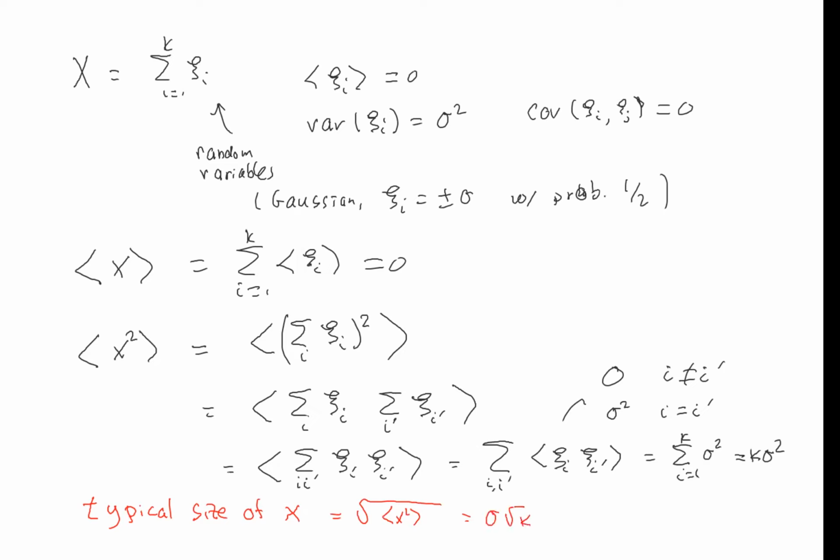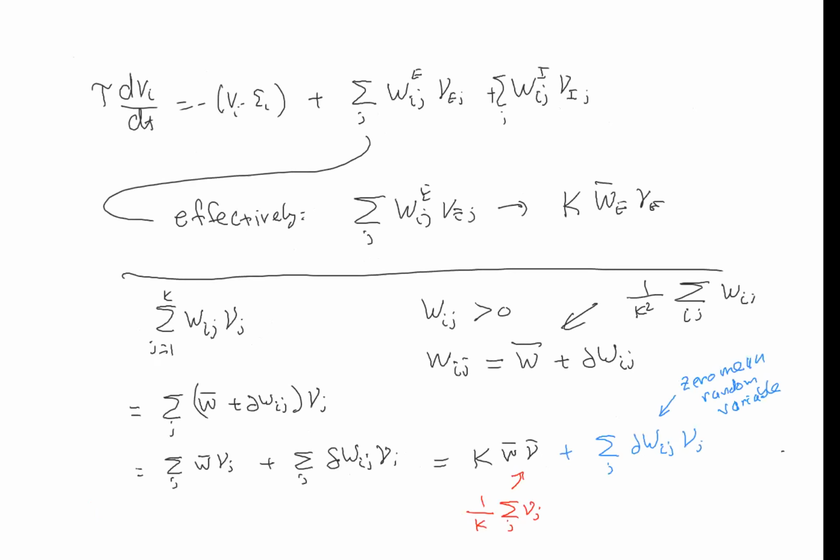Okay. And if you've seen the central limit theorem, you've seen this before. If you have k terms in the sum and there's 0 mean, the sum isn't order k, it's order square root of k. So when I say order, that means how it scales in the large k limit. So let's go back now to our equation here. It's the same thing here. This is the sum of k random variables.